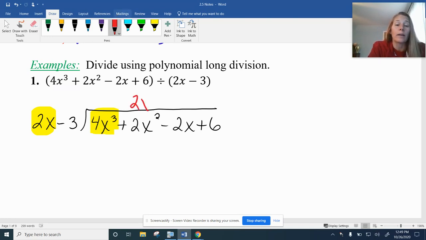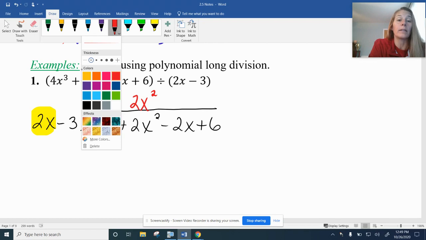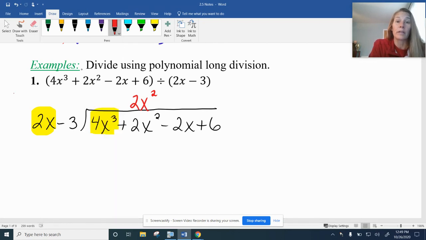Now when I write that down, I'm going to write that on the top, and I'm going to try to line it up on top of any other like terms that are in that dividend. And now what essentially I'm doing is I'm taking this 2x squared and multiplying it, or distributing it, to my divisor. And when I do that, I'm going to write the product that I get underneath here. So 2x squared times 2x will be 4x cubed. And then 2x squared multiplied by -3 will be -6x squared.